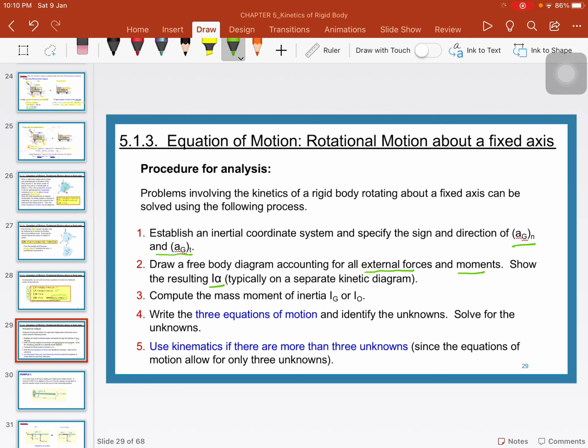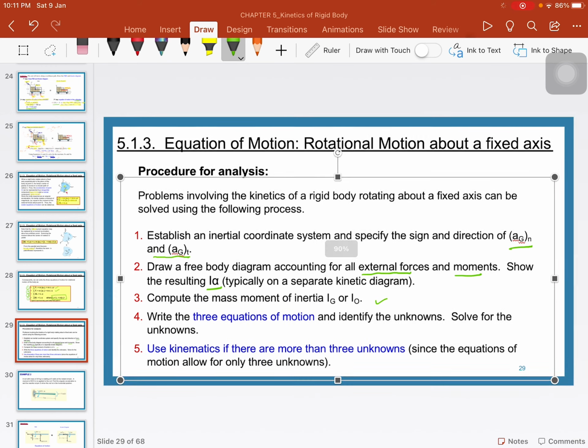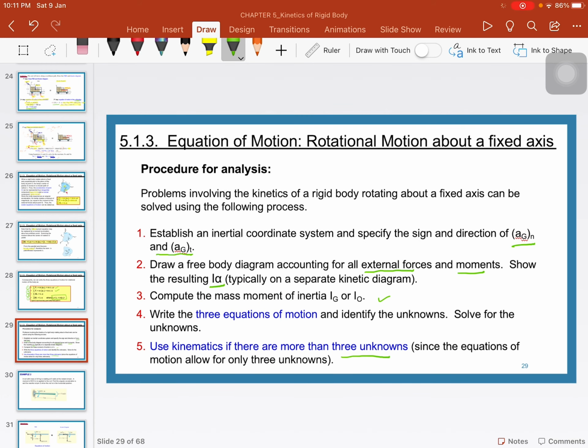So you will have two diagrams: first, the free body diagram, and second, the kinetic diagram. The third step is to compute the mass moment of inertia, IG or IO. Next, write the three equations of motion and identify the unknowns, and then solve for the unknowns. Use kinematics if there are more than 3 unknowns, since the equations of motion allow for only 3 unknowns.